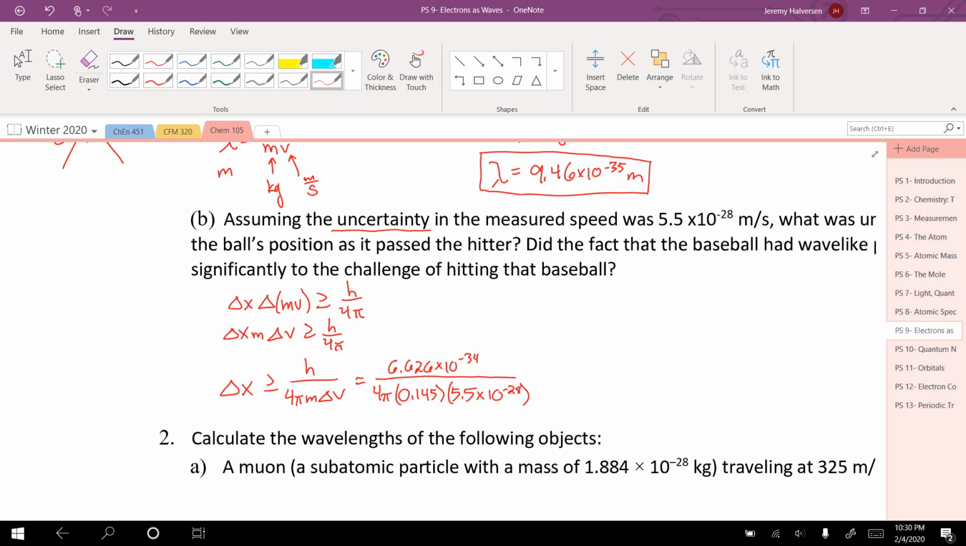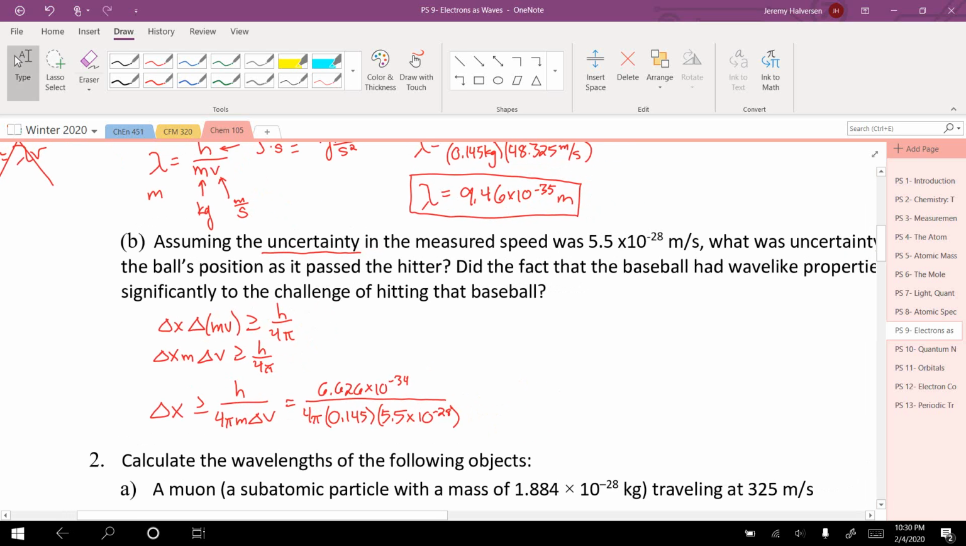When I do that, I get an uncertainty in position that has to be greater than or equal to 6.61 times 10 to the negative 7 meters, only 2 sig figs.